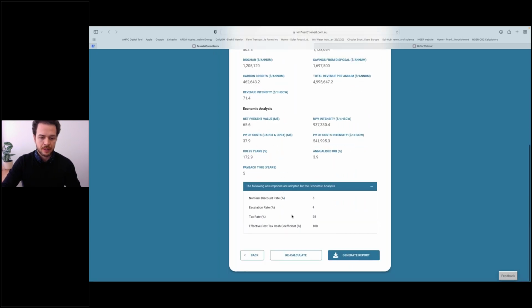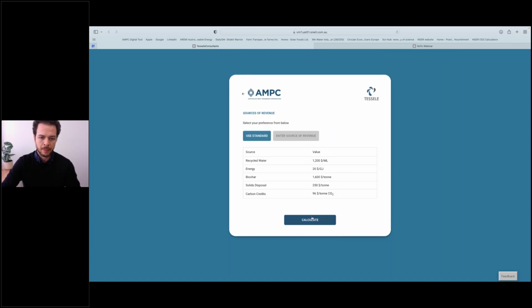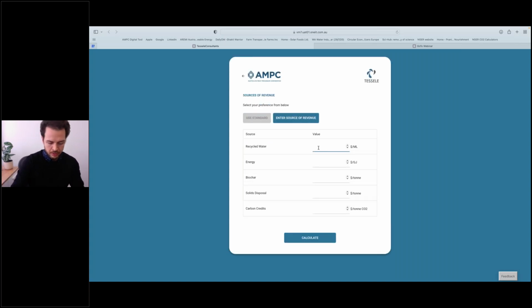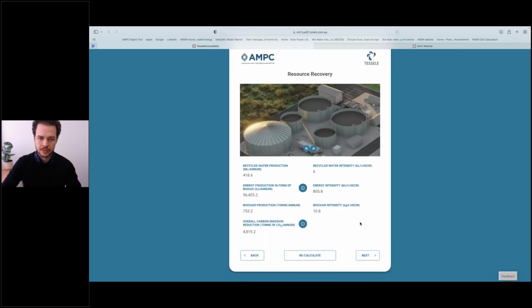However, if we go back to the recalculate button, keep moderate strength, and let's say in Western Australia the energy is cheaper, so we will keep the other values the same, but we'll change the energy from 20 to 650, and then we'll recalculate the financials. The system won't change because the strength hasn't changed and the throughput capacity hasn't changed.